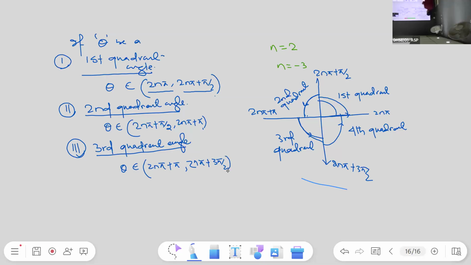If theta be a fourth quadrant angle, then theta belongs to 2n pi plus 3 pi by 2 to 2n pi plus 2 pi.